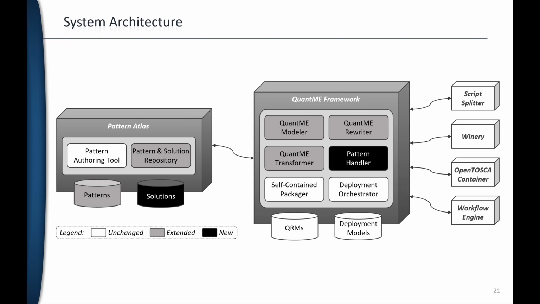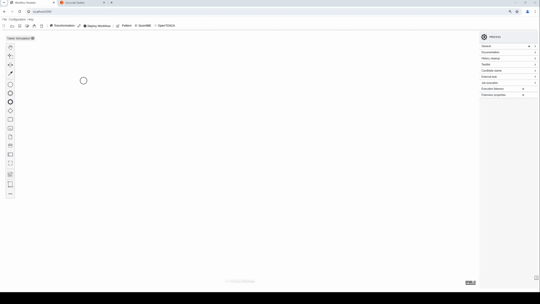The script splitter is used to split script-based quantum applications into the individual building blocks. Winery and OpenTOSCA are used to model and deploy all required services. The workflow engine is utilized to execute the modeled quantum workflows. To showcase the practical feasibility of our approach, we implemented a prototype realizing our system architecture and used it to implement 3 different use cases from the quantum domain.